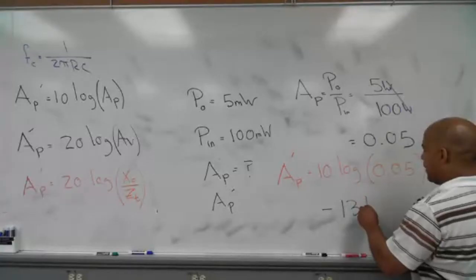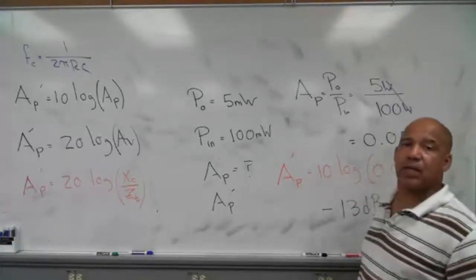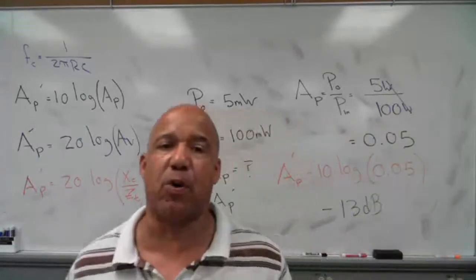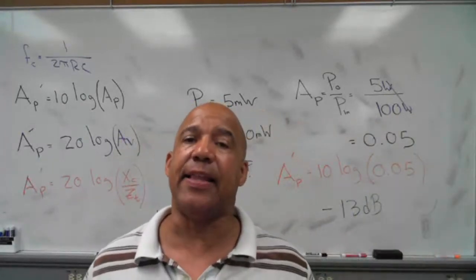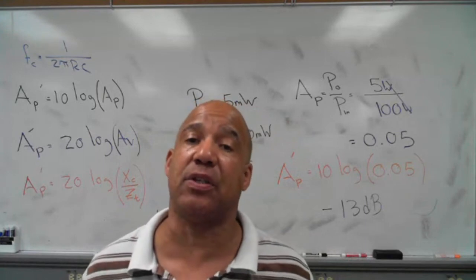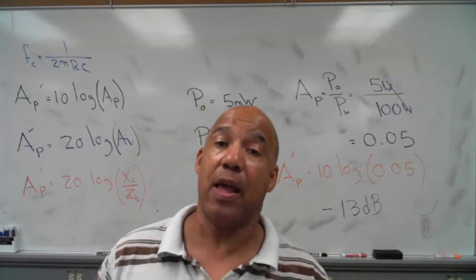You got negative 13 dB. Why is it negative? Because we don't have gain. If I have negative decibels, that represents negative gain. And negative gain we call attenuation. So the signal is decreased in power.